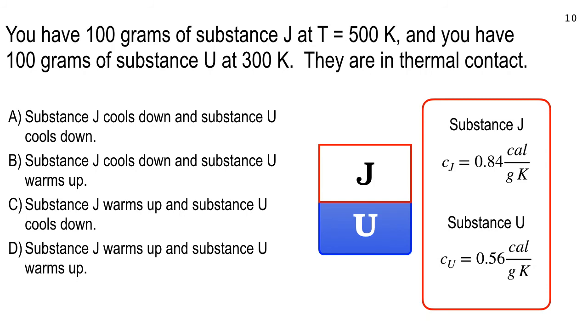Here's question 2. Same preamble: 100 grams of each, 500 and 300 Kelvin, in thermal contact, same specific heats. Which one cools, and which one warms up? Or do they both cool down, or both warm up? Read carefully, and make a note of your answer, because this will be important when we get to the calculation, where you're putting together several concepts and have to keep it mentally organized.